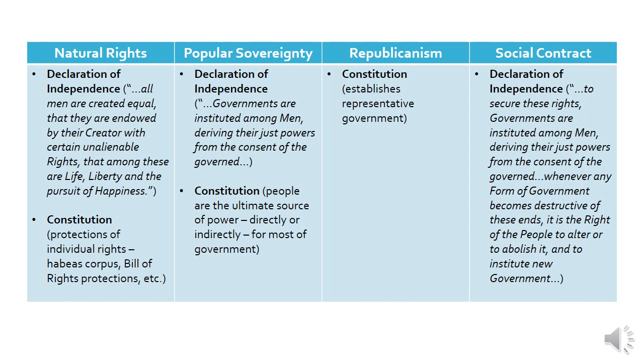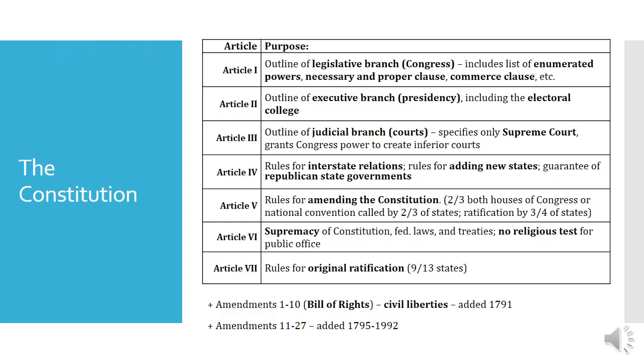And the social contract, good example of that in the Declaration of Independence. Here another quote: to secure these rights, governments are instituted among men, deriving their just powers from the consent of the governed. Whenever any form of government becomes destructive of these ends, it is the right of the people to alter or abolish it and to institute new government. So there we have reference to what happens if a government violates the basic social contract. The people have the right to overthrow it. And of course, in this case, they're talking about overthrowing British rule because the founders felt that they had violated the social contract.